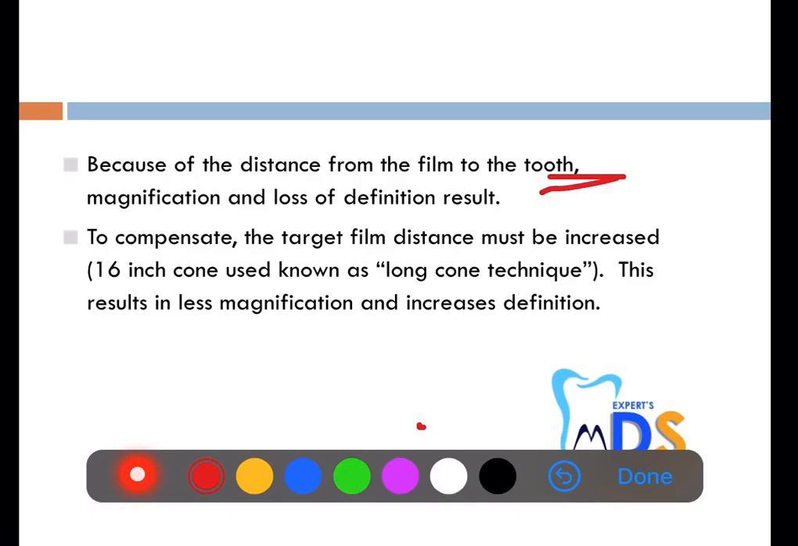Now, the distance between the film and the tooth is increased to achieve parallelism. So that can cause magnification and also loss of definition. In order to compensate for that, the target film distance is increased. So a 16-inch cone is used. That's the reason it is called the long cone technique. So this again results in less magnification and increased definition, because of which a good image is produced. So this is the main reason why the paralleling technique is preferred to get a good image when compared to the bisecting angle technique.